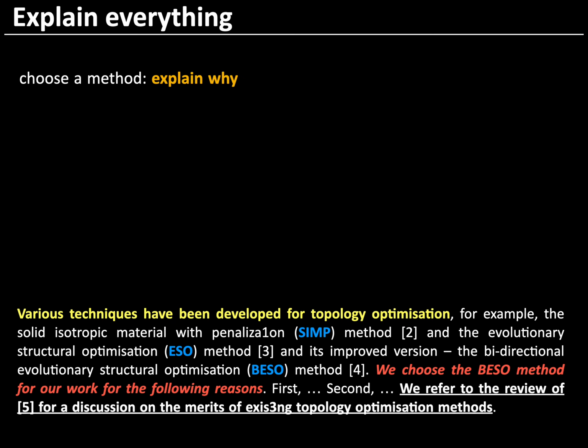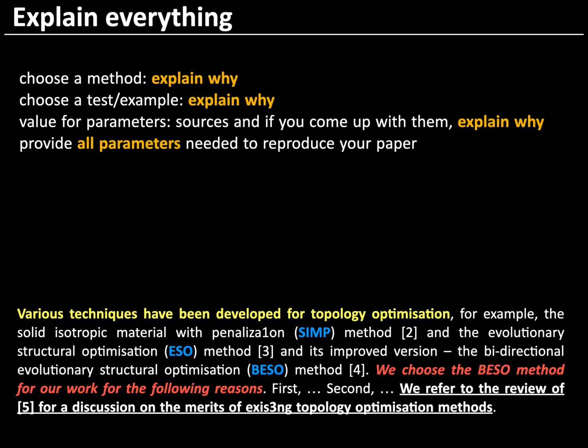If you choose a method, explain why you choose that one and not the other. If you choose a test, an experiment, or an example, explain why. Because if you do so, you do a great favor for the newcomers to the field. They will say a big thank you. And for the values of the parameters, you should provide a source. Where do you get that value? Why is the temperature 200 Celsius degrees, for example? And if you come up with them by yourself, then explain why. Why 200 Celsius degrees? Why not 300?